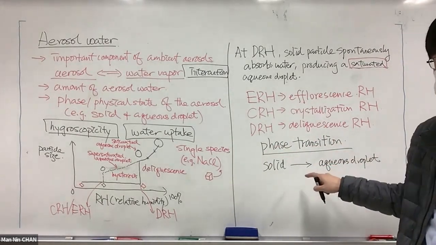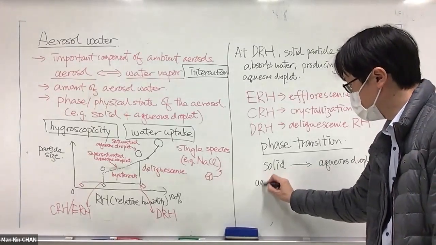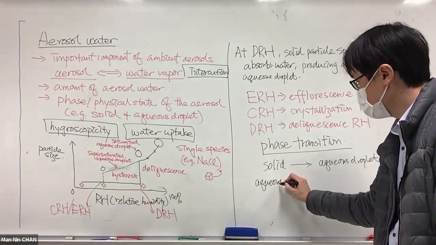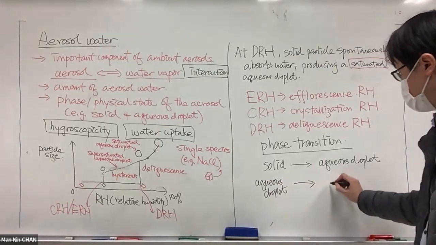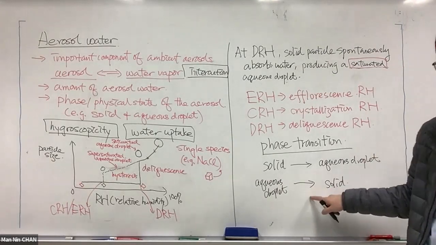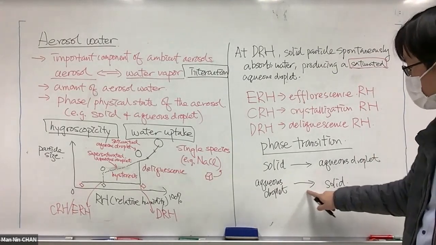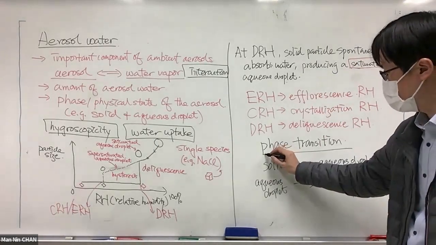This is called deliquescence. And then you can also have a supersaturated aqueous droplet, and then it can become a solid. In this case, this is called crystallization, or efflorescence. So this is called phase transition.